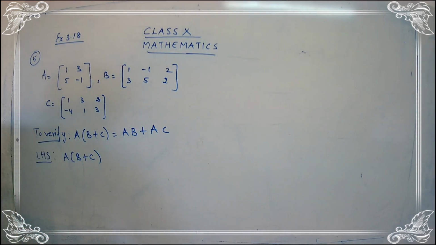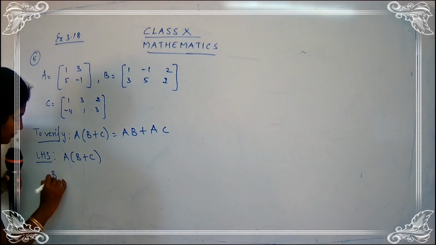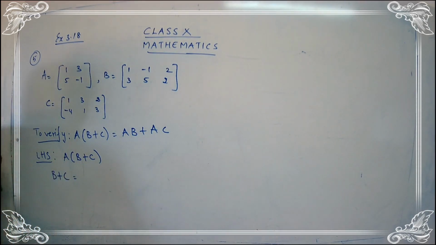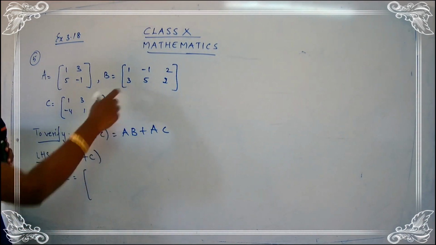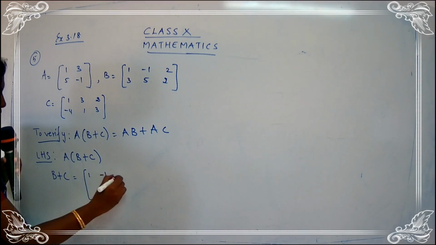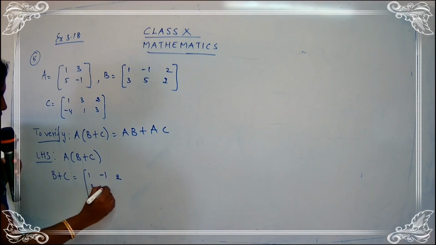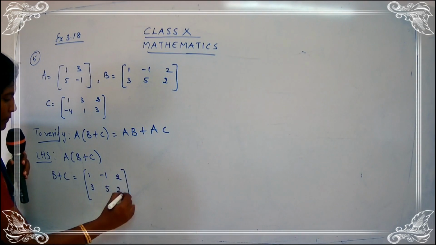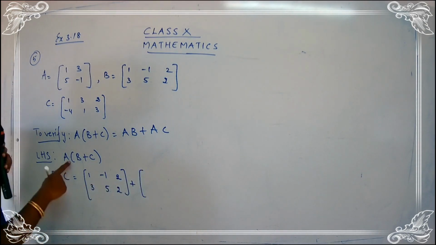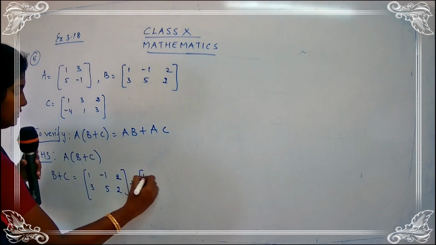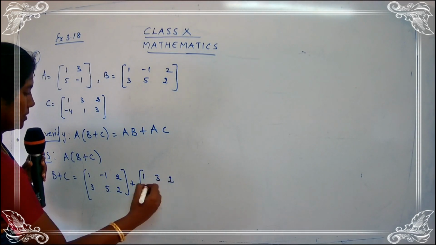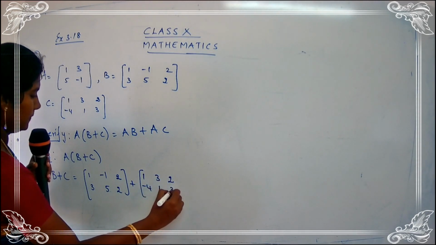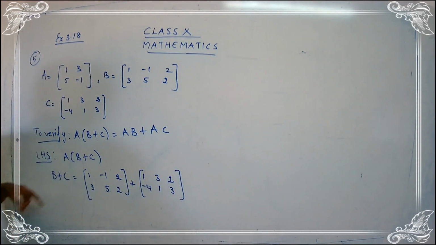Let's follow the procedure. So first of all, I am going to find out B plus C. I'll write the matrix B and I'll write the matrix C. Be careful when you write the element, children. So B is 1, minus 1, 2, 3, 5, 2 plus C, 1, 3, 2, minus 4, 1, 3. Take down the matrix. Proceed with the calculation, children.